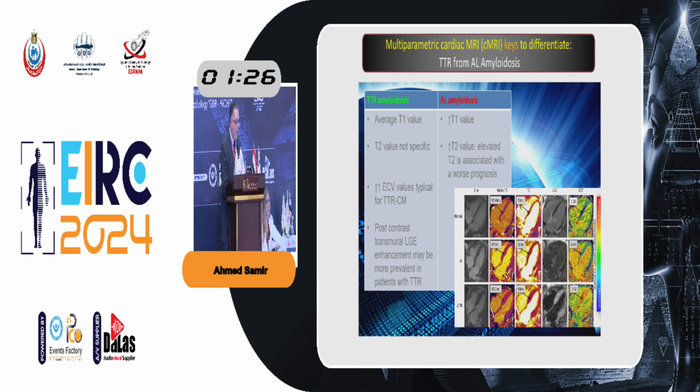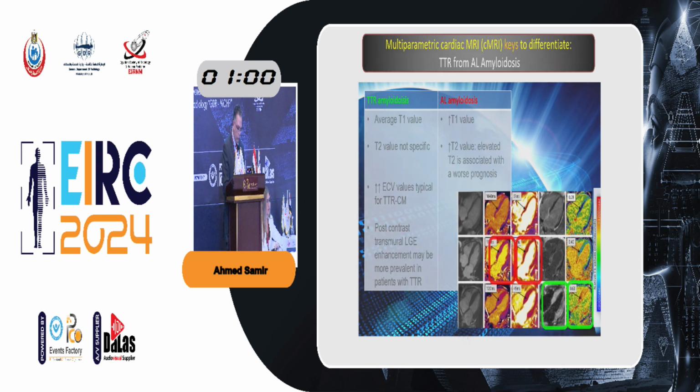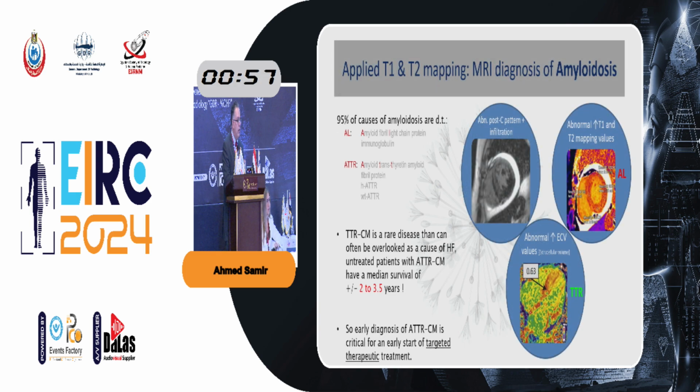So to resume, if I have a case of cardiac amyloidosis, my role is to differentiate between the AL type and the TTR type. So for the TTR type, we have this important pattern of enhancement, and we have this high ECV values which are typical. And for the AL type, we will have the high T1 and the high T2, as you can see highlighted in red. So you can see that the 3 stars are really helping us in diagnosis and differentiating the 2 types of TTR and AL type.